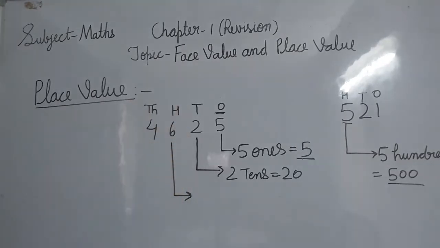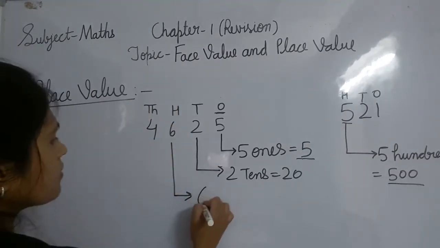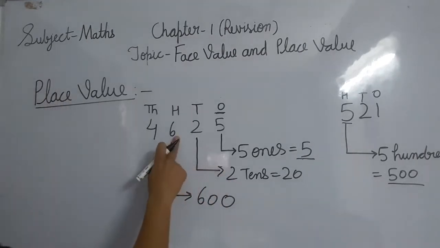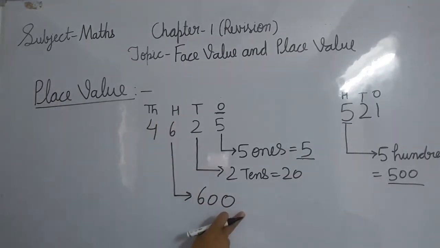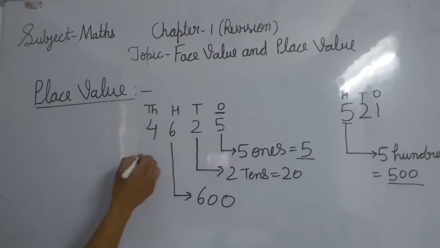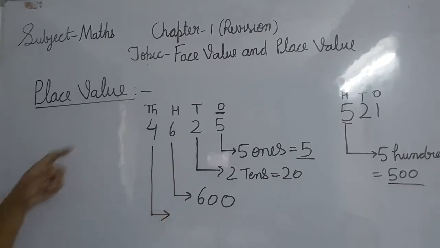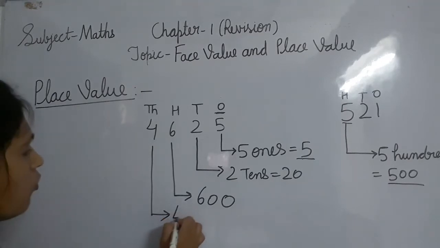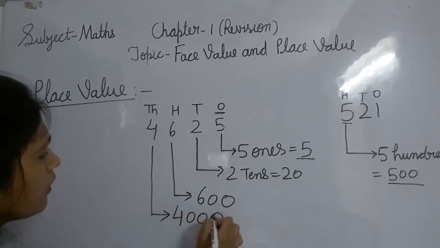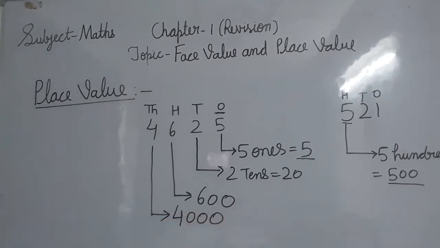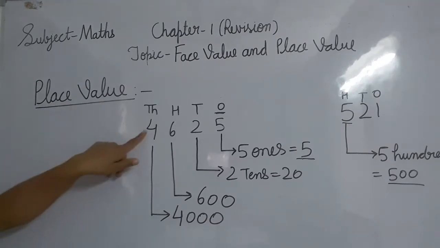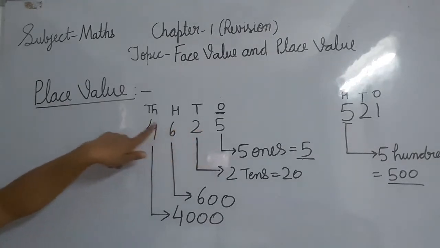6 in the 100 house, so 600. Yes? So the place value of 6 is 600. Now 4,000. What is the place value of 4? Where is the 4? 4 is in the 1000 house. So 4,000. Clear? How will we find the place value? In which house is the number, or what is the place of the number? That is called the place value.